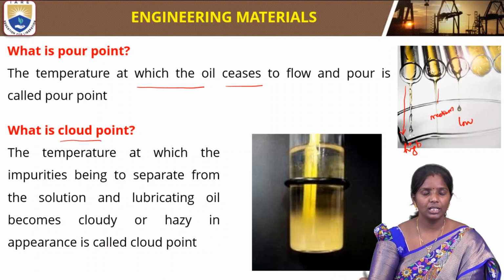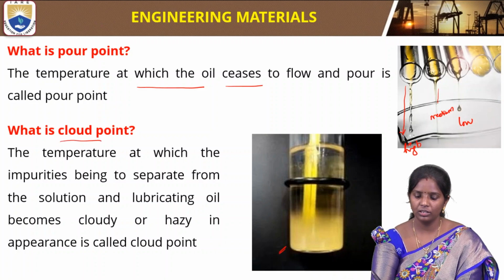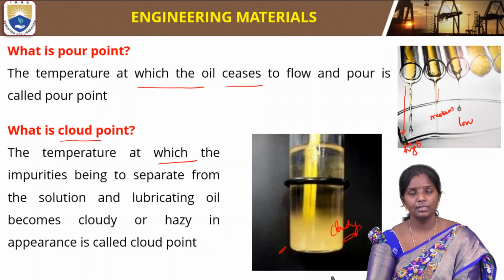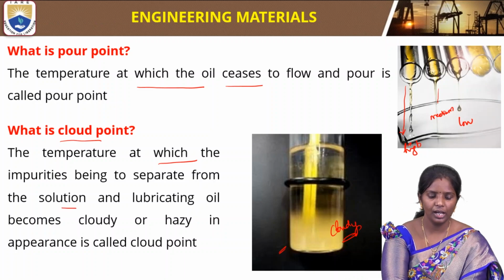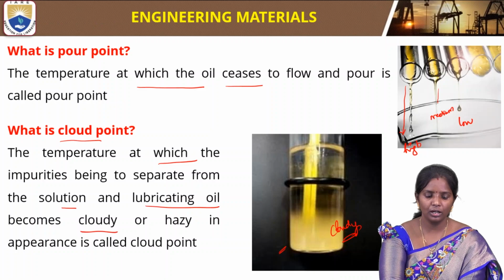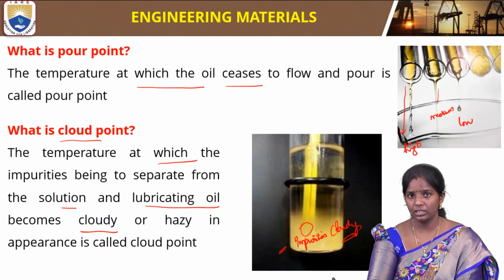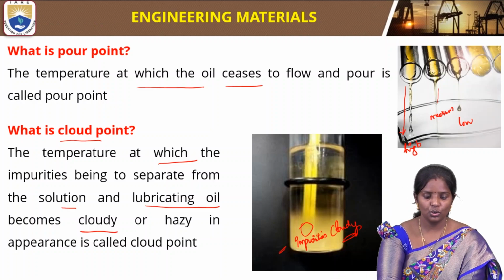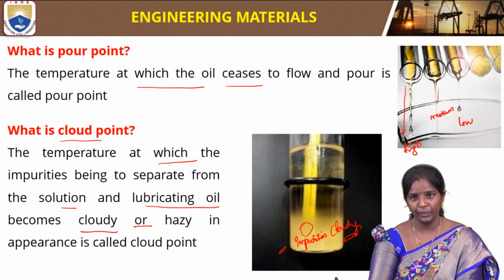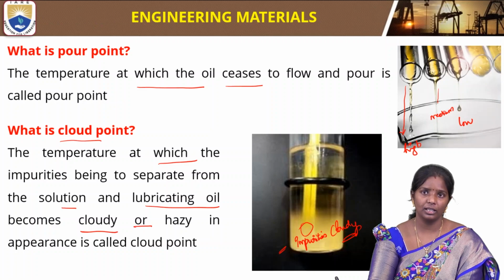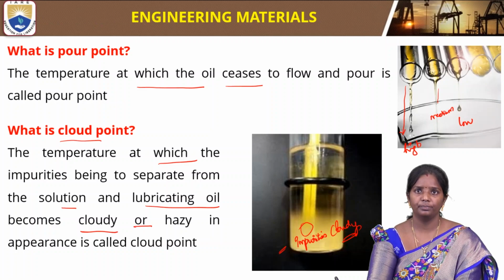Next is, what is cloud point? If you see this picture, it is cloudy in nature. The temperature at which the impurities begin to separate from solution and the lubricating oil becomes cloudy. This cloudiness is generally because of impurities present. Whenever there are high impurities, the cloudiness is also more. So the temperature at which this cloudy or hazy appearance happens is nothing but the cloud point.